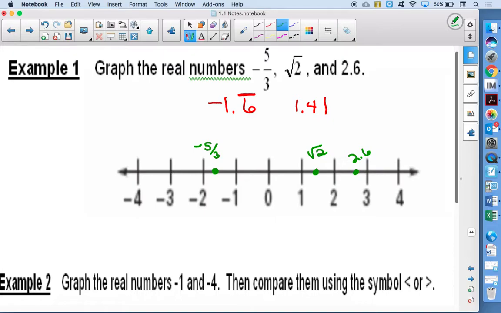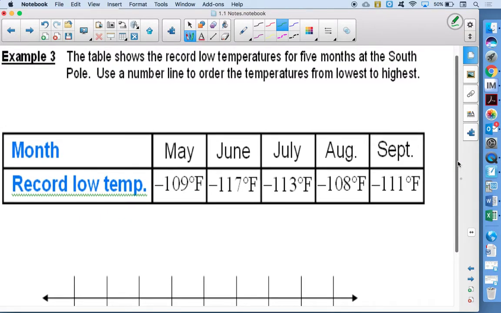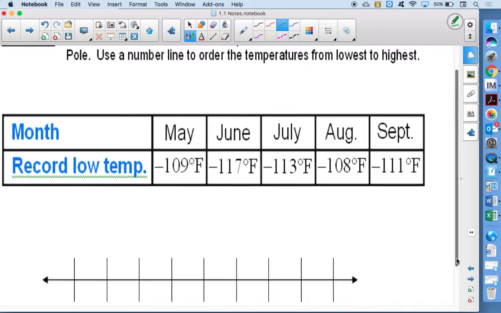So why don't you take a look at the word problem. I'm going to skip the next example too, but let's look at that word problem. The table shows a record low temperature for the 5 months in the South Pole. Use a number line to order the temperatures from lowest to highest. So they give us from May to September, and we have negative 109, negative 117, negative 113, negative 108, and negative 111. When we look at the number line, it's not numbered for you.